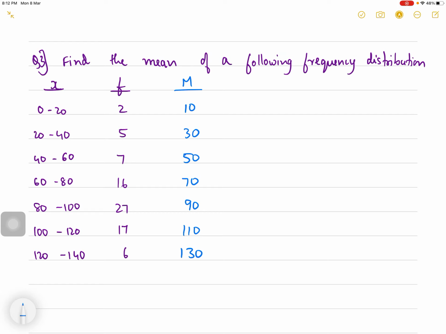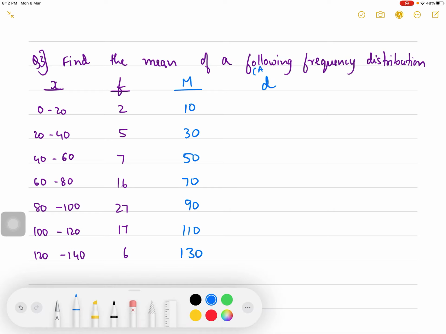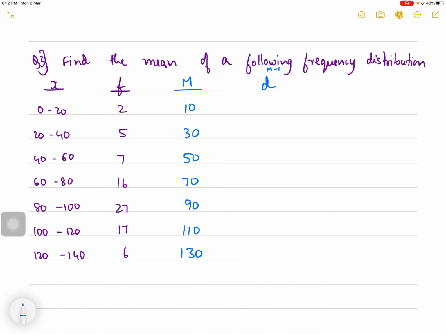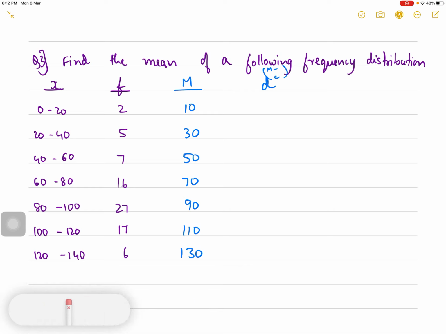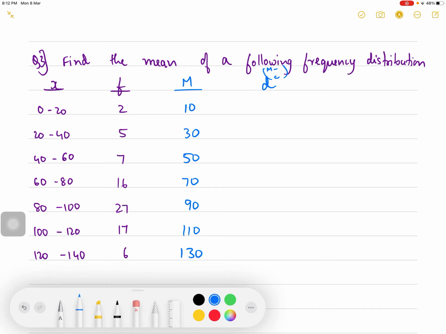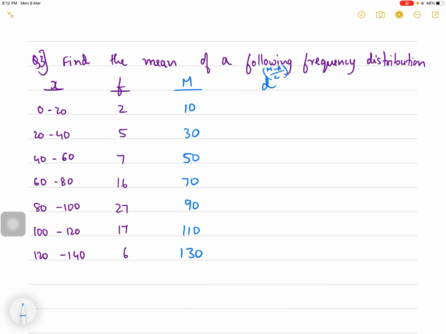Your next column will be D. In this case, D is M minus A divided by C. M minus A divided by C. Correct? What is C? C is the width, which is 20. Right? And A, I will take the first number as A.